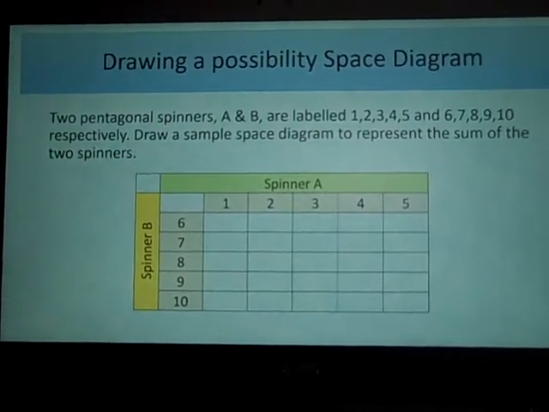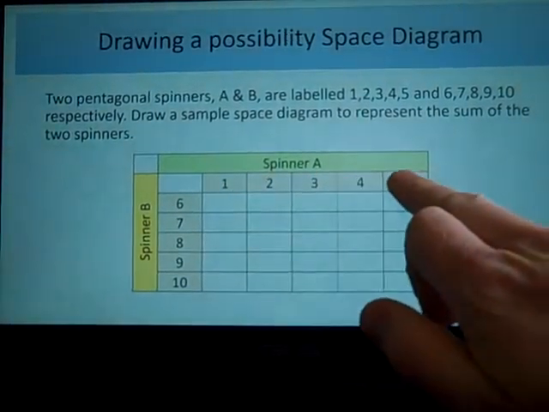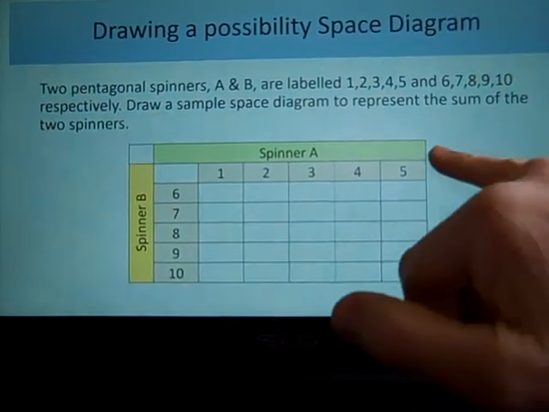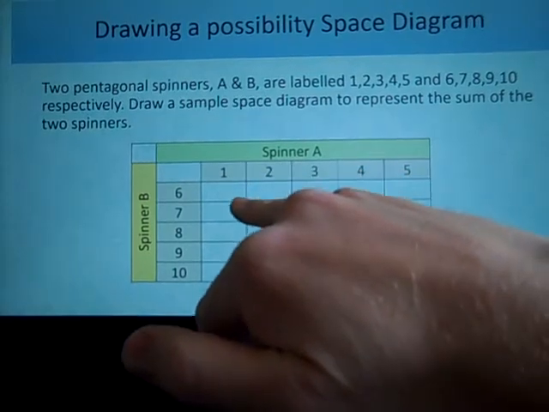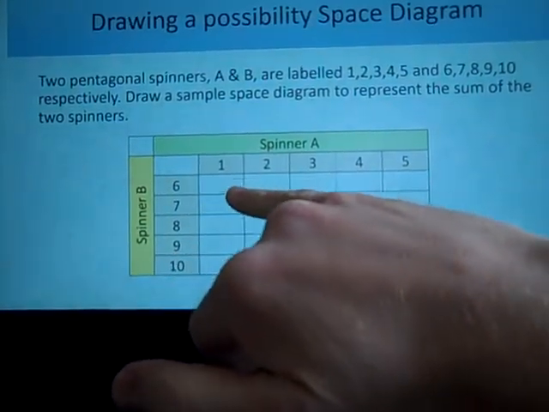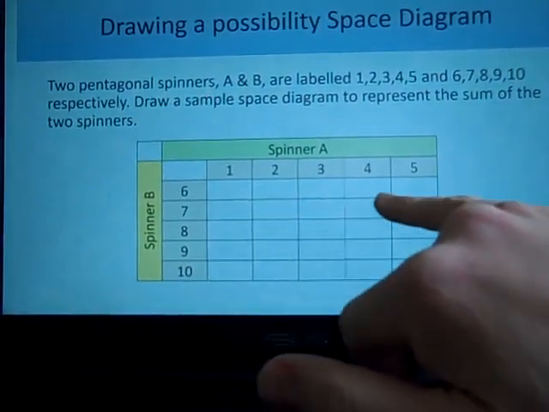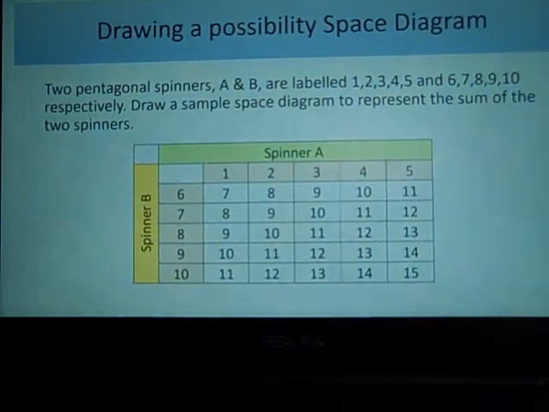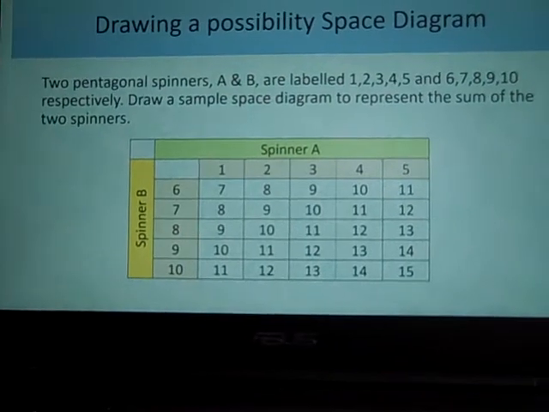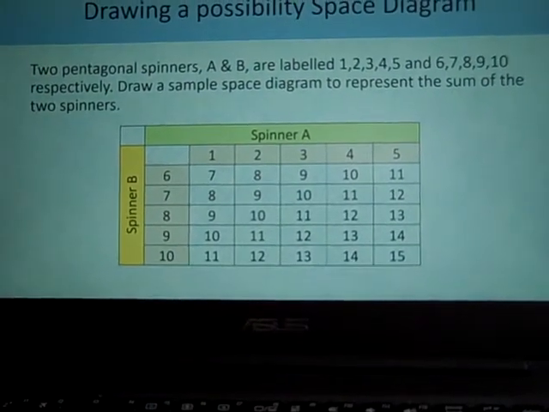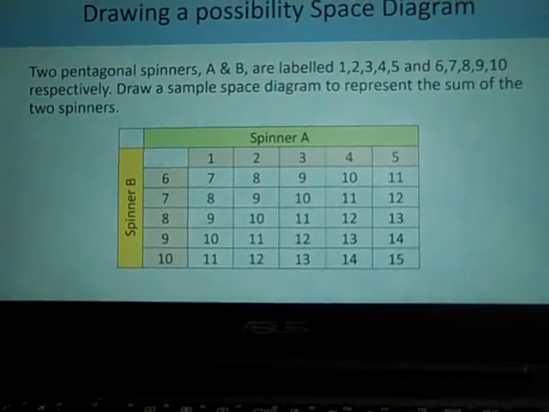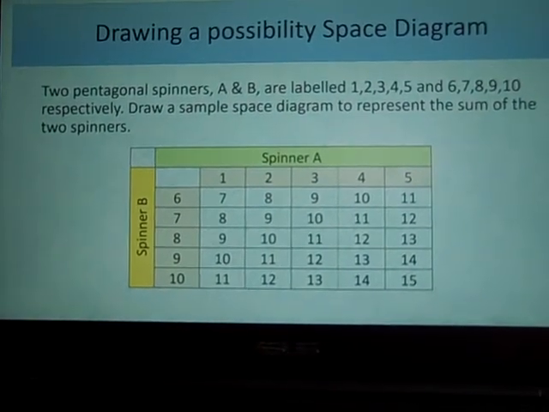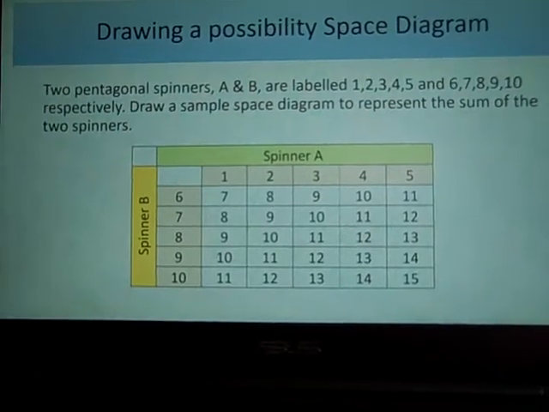So just setting it up, we've got spinner A with our numbers there and spinner B with our numbers there. And what I'm going to do is work out the total of each of the different ones. So, 1 and 6 being 7, 2 and 6 being 8, 5 and 10 being 15. So there we go, we've got all the possible outcomes for the spinner A and spinner B totals. Now we're going to use this possibility space diagram, this sample space diagram, to answer some questions.